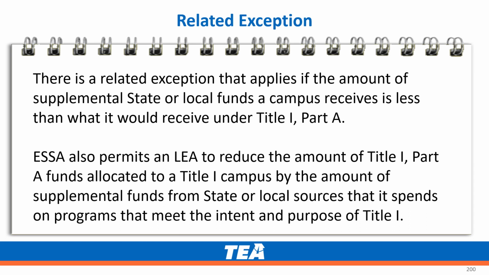ESSA permits an LEA to reduce the amount of Title I Part A funds allocated to a Title I Part A campus by the amount of supplemental funds from state or local sources that it spends on programs that meet the intent and purpose of Title I Part A.